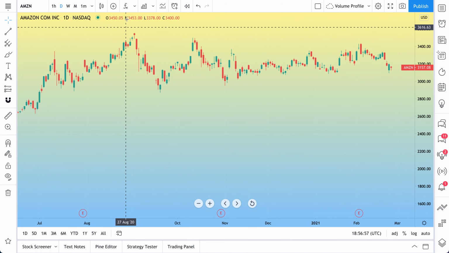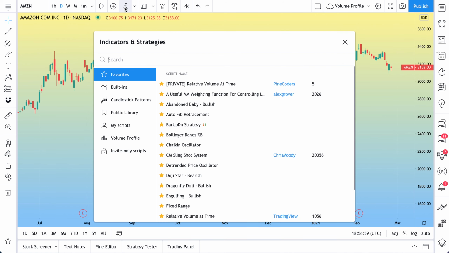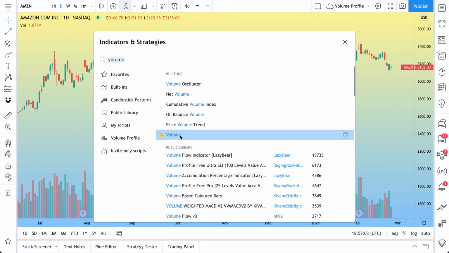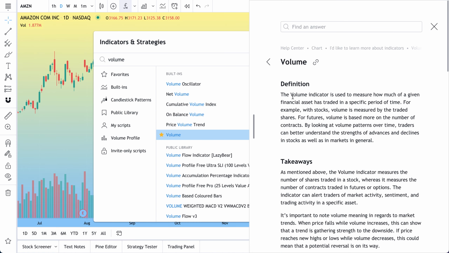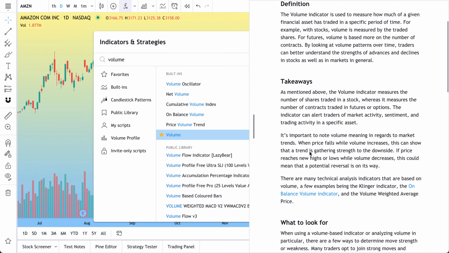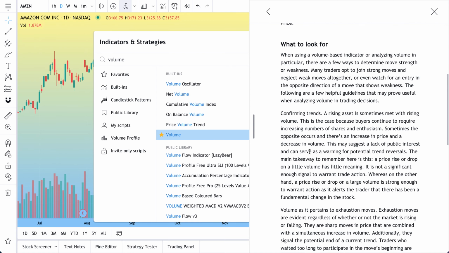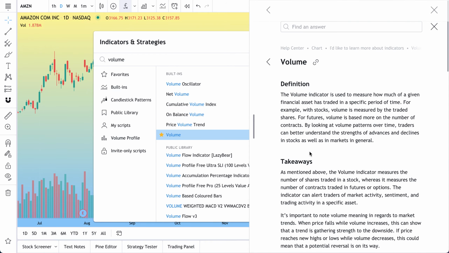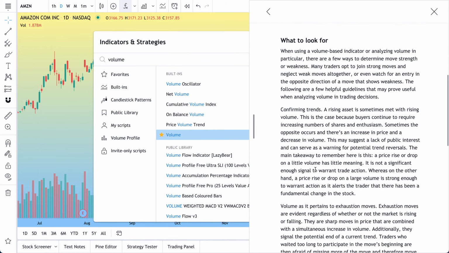So really quick, here's the key. You go to your indicators and strategies, search volume, add it to your chart. If you still need to read more, this little question mark will tell you everything you need to know about volume. And if you scroll down, you can find some really helpful tips and tricks here about using volume. And we may just read one to you right now because you may find this particularly helpful.